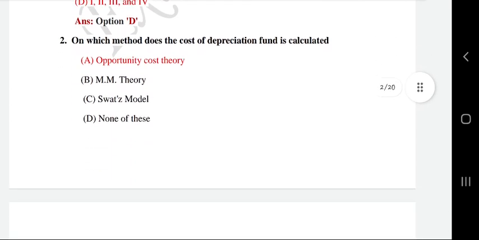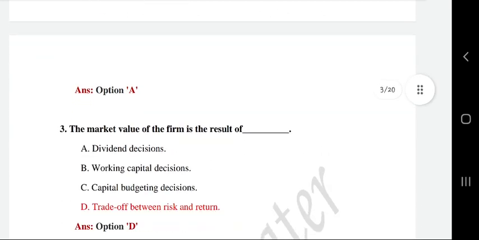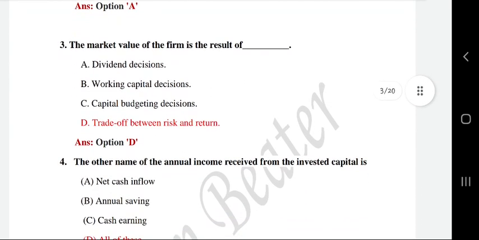Question number 2. On which method is the cost of depreciation fund calculated? Answer is option A, opportunity cost theory. Third question, the market value of the firm is the result of. Answer option D, trade-off between risk and return.